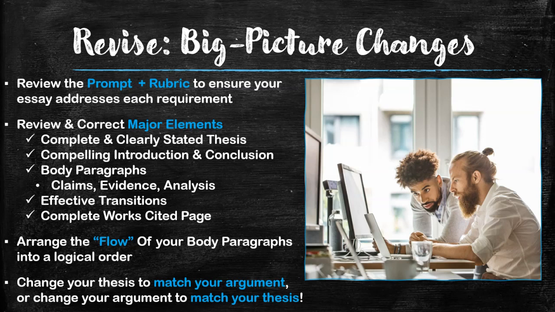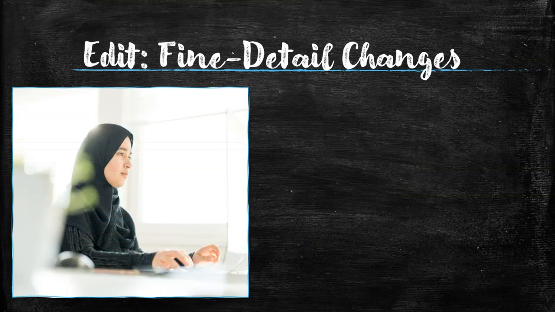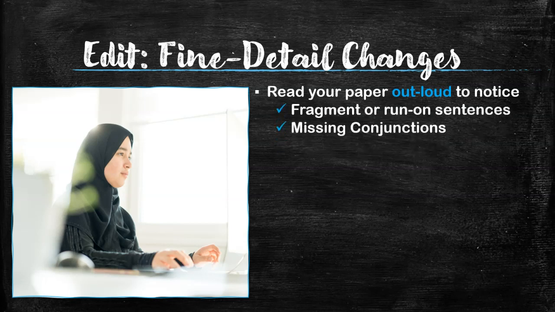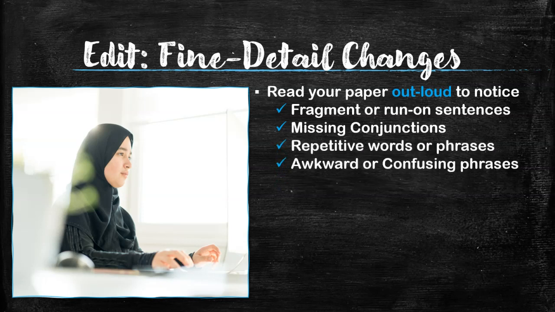So once you have big picture changes out of the way, you'll be ready to take a break, step away from your writing, come back and make those fine detailed changes. I have some tips for noticing where changes need to be taken. So first, read your paper out loud. And yes, it's a little cringy, it's a little awkward, but it will help you really notice fragments or run-on sentences, missing conjunctions, repetitive words or phrases, and awkward or confusing sentence structures.